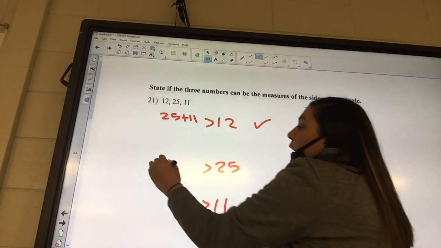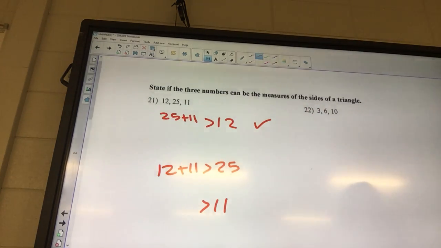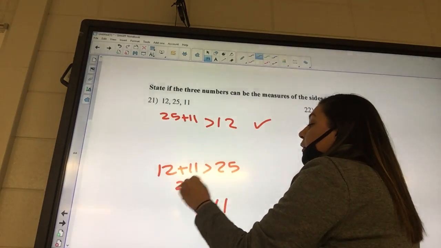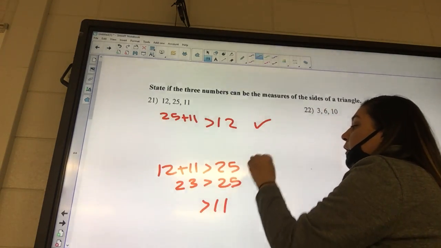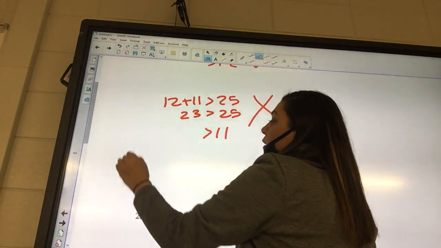Okay, for 25, I got 12 plus 11. Is that going to be greater than 25? What is 12 plus 11? 23. No. So is 23 greater than 25? No. So you could stop here and write the word no.